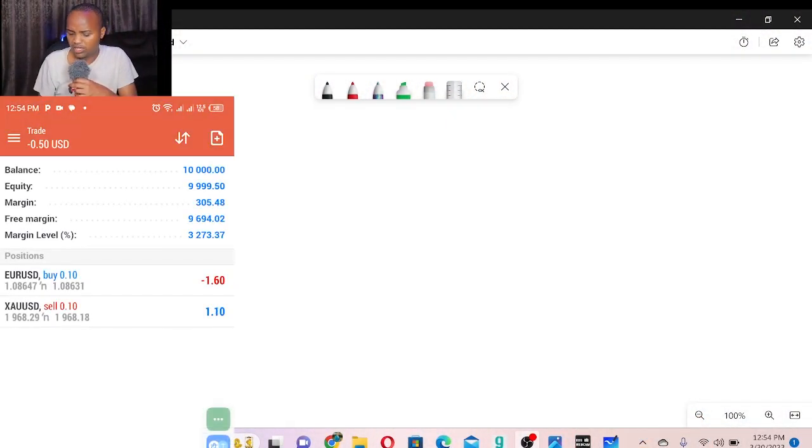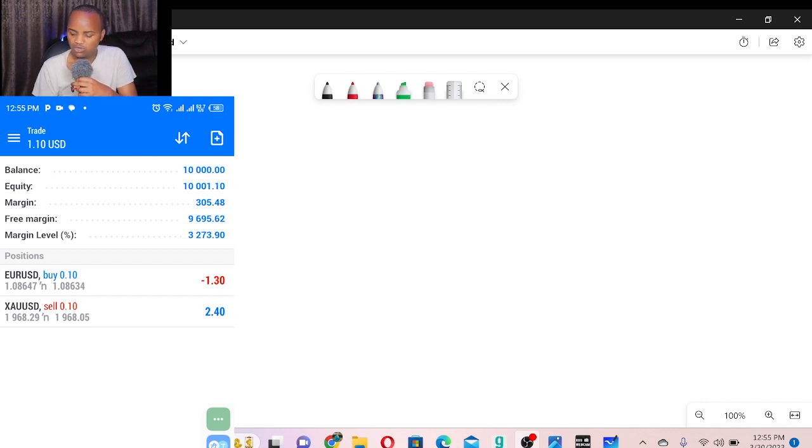As you can see right here, I've placed this one over here. You can see there are two pairs. The reason I placed those two pairs is that they are different, and you can see the prices moving right here. We have EUR/USD and the dollar pair. The reason I placed those two is that their decimals are different.